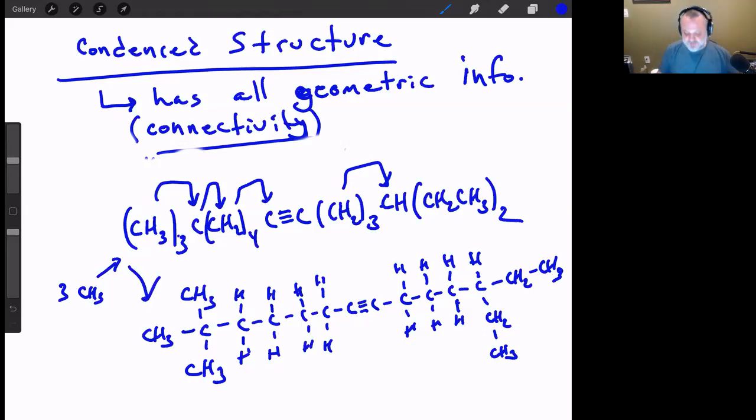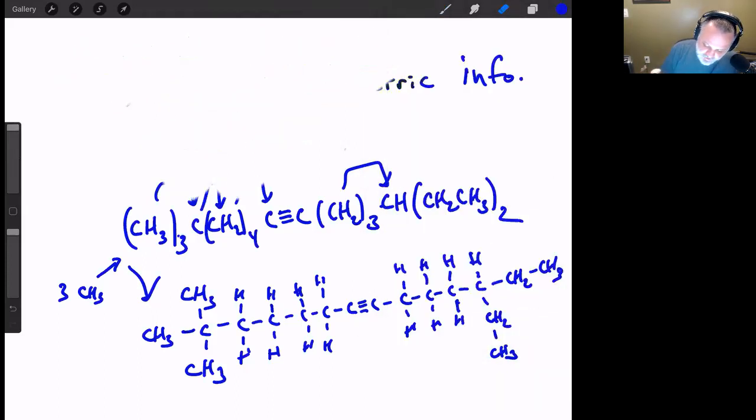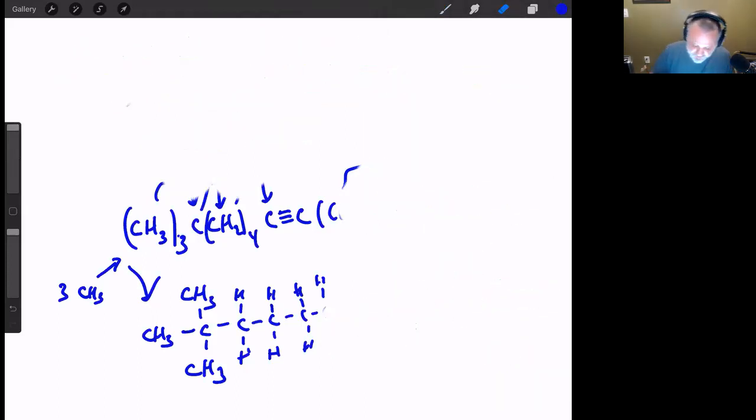So that's it for condensed structures. I hope that helps a little bit. You're going to have to be able to go both directions. Take a Lewis structure and make it a condensed structure. And you're also going to have to take condensed structures and turn them into Lewis structures and other types of structures. But let's get down to something a little bit more important.